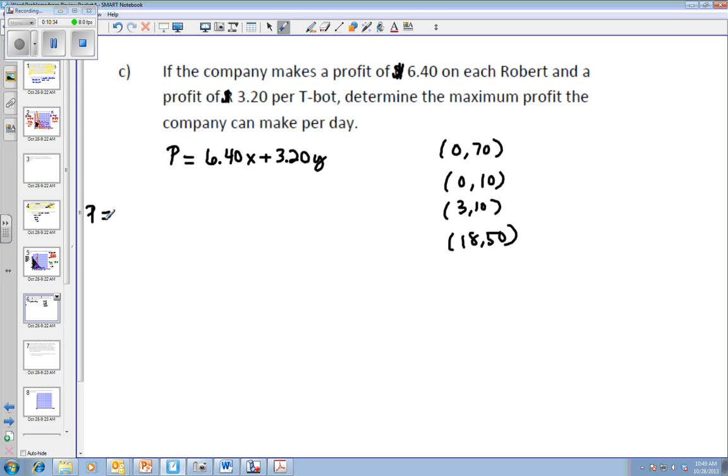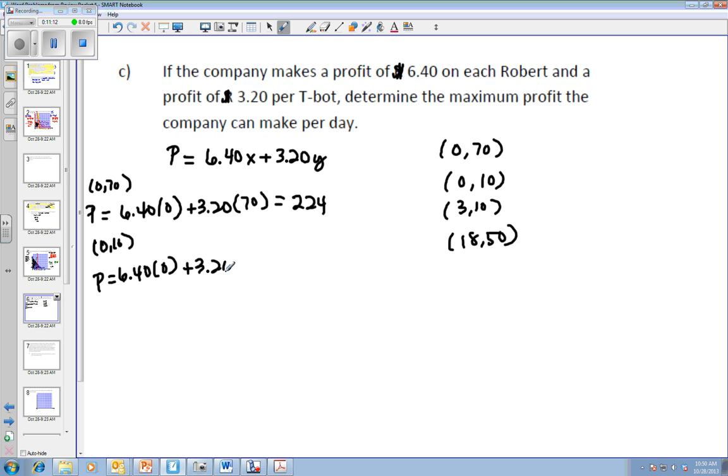Okay, so let's do (0, 70) first. So profit equals, okay, and I'm going to put (0, 70). So 640 times 0, because that's my X, plus 320 times my Y, which is 70. And whenever I put that in the calculator, that's going to be 0 plus 320 times 70, 224. Okay, now let's do the point (0, 10). P equals 640 times 0 plus 320 times 10. That's going to be 32.